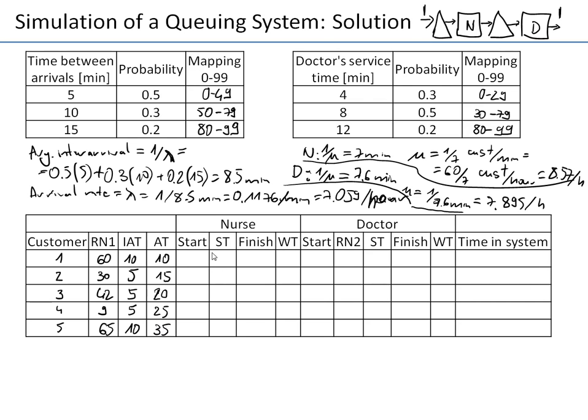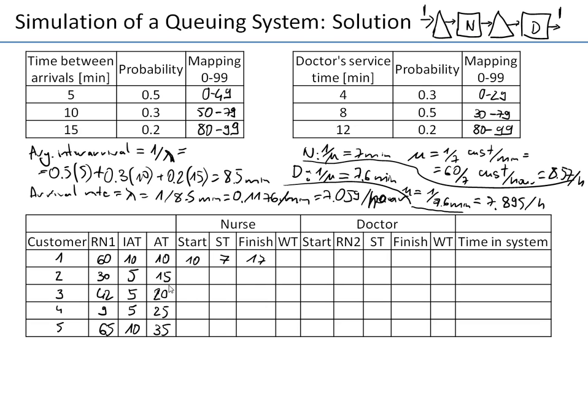Now what happens at the nurse's station or nurse's office? When the first patient arrives at minute 10, the nurse should be available, right? We're not going to simulate any delays. The nurse should be there at her station, so the service will start at minute 10. ST stands for service time. We know it's always 7, right? So it starts at minute 10, takes 7 minutes, it will finish at minute 17. That's a simple sum.